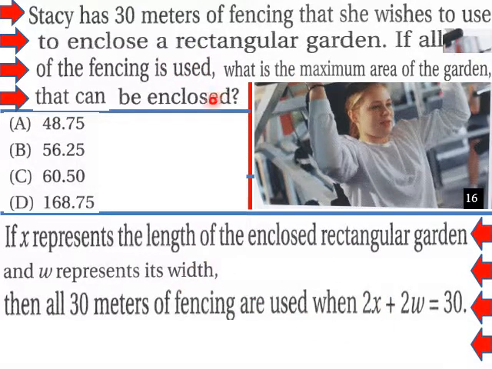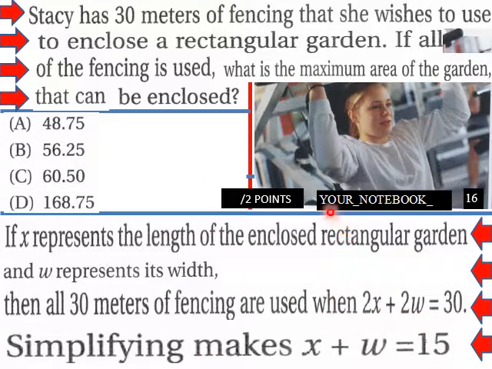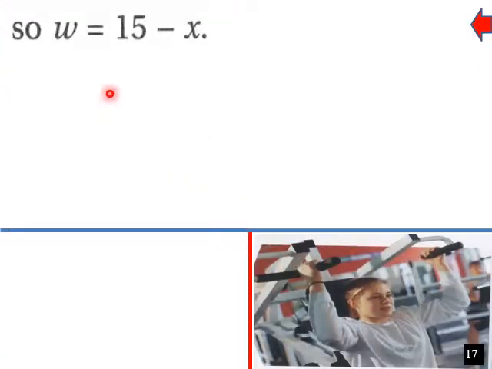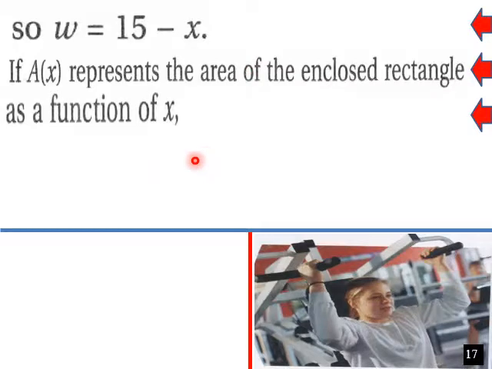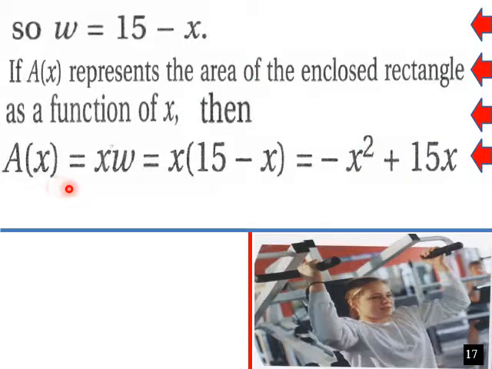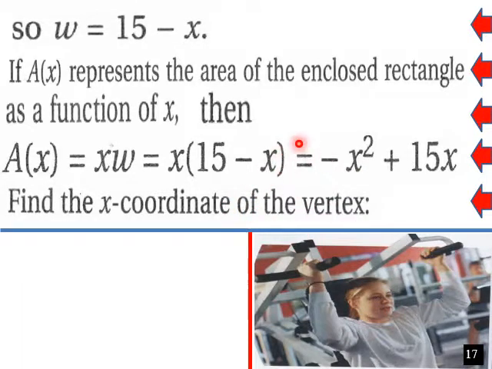Simplifying makes it x plus w equals 15. So knowing that w would equal 15 minus x, if A of x represents the area of the enclosed rectangle as a function of x, then A of x equals xw equals x times 15 minus x, which equals negative x squared plus 15x. Now this is going to give us a max.